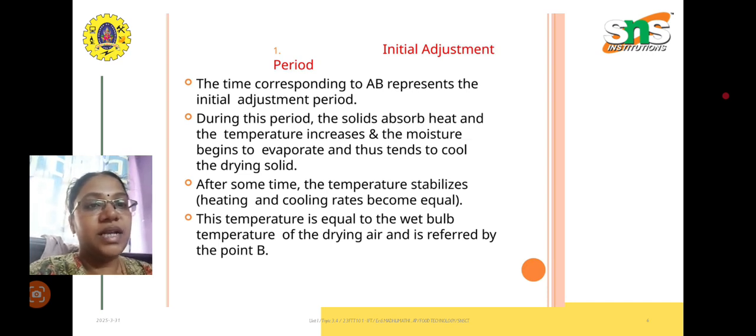So this temperature, we are saying, is equal to the wet bulb temperature. The wet bulb temperature is almost equal to that of the drying air.